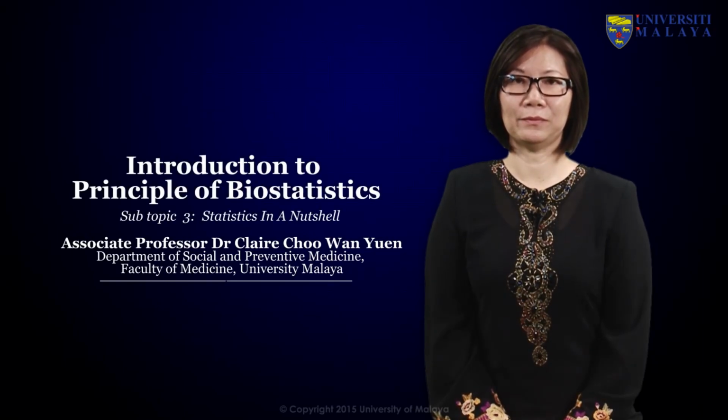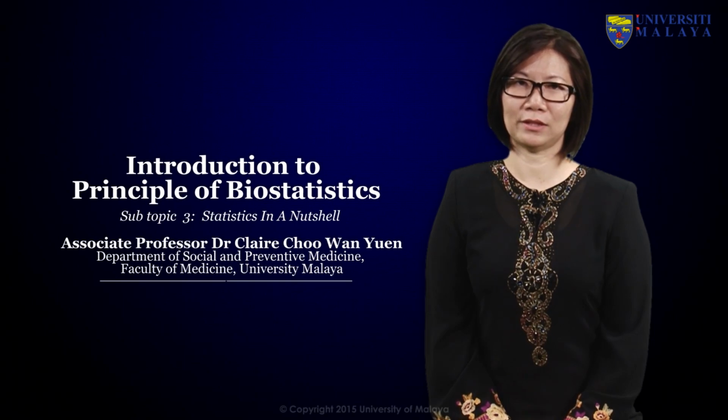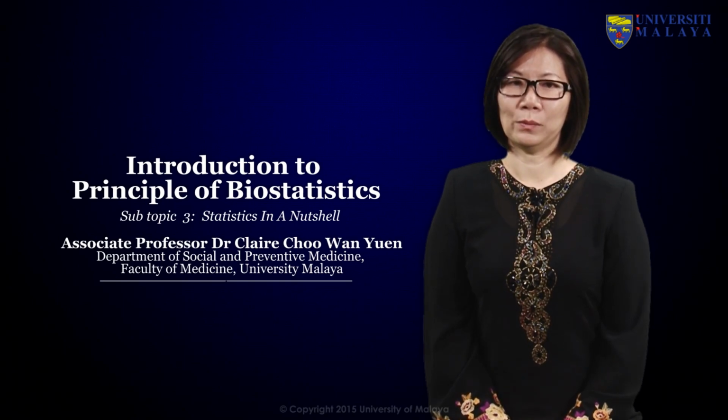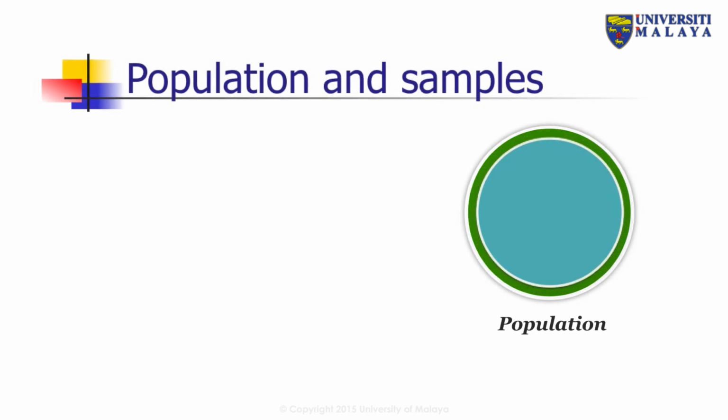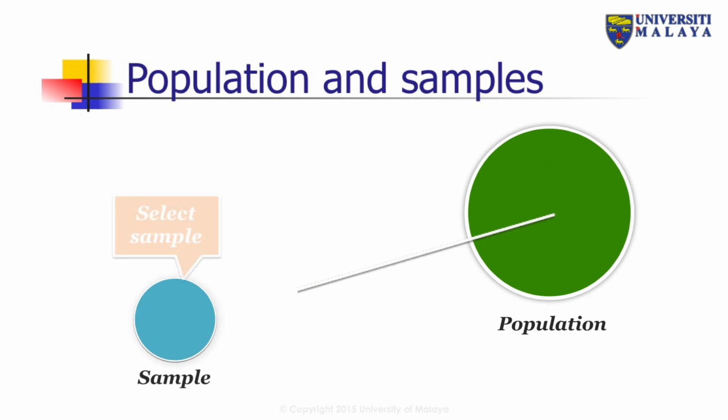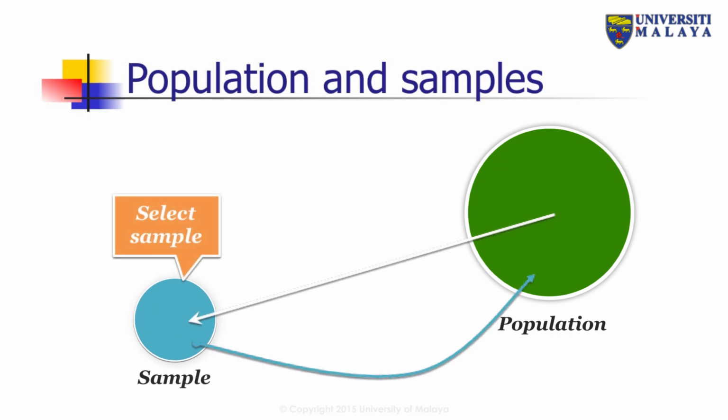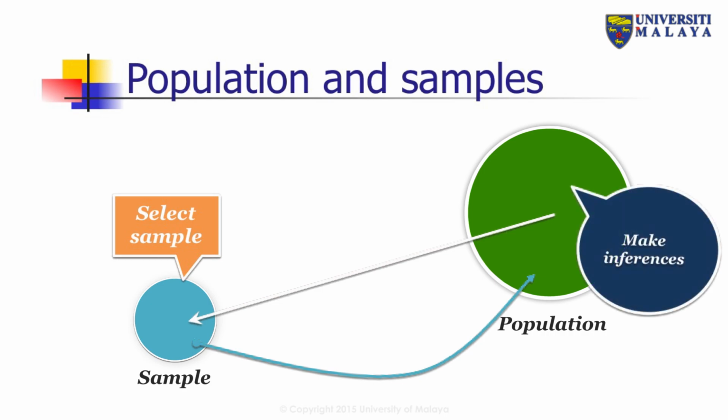Back to the example that we discussed earlier, we were interested to look at smoking among university students. We select a sample of university students, collected data for a number of variables from them, and we intend to use the information that we collected to say something conclusive about the population. In other words, we are trying to infer or generalize the result from the sample to the population at large.